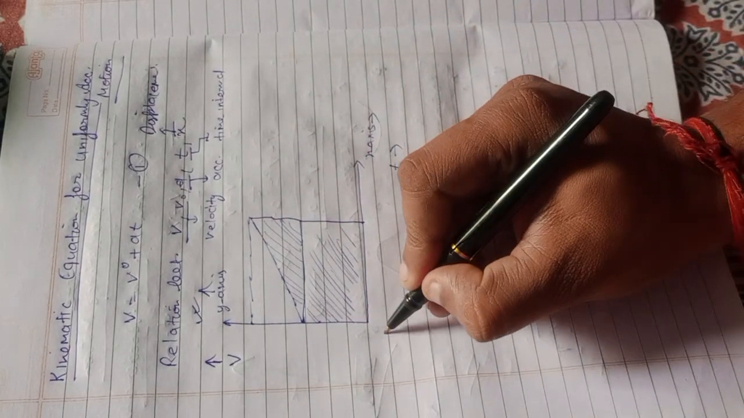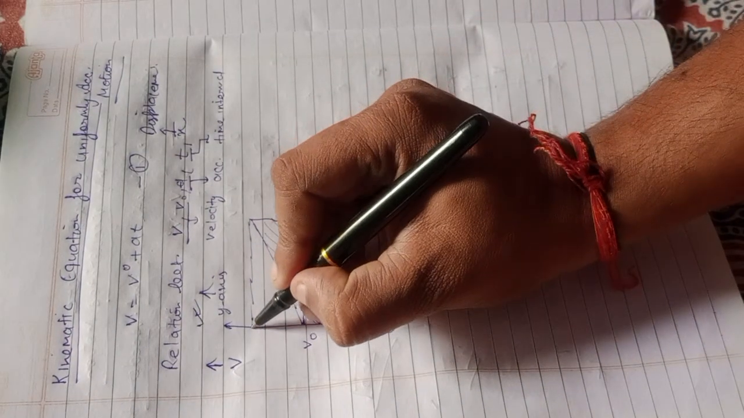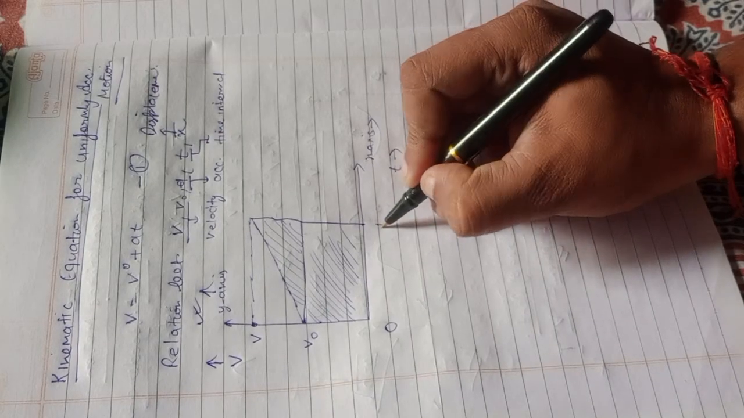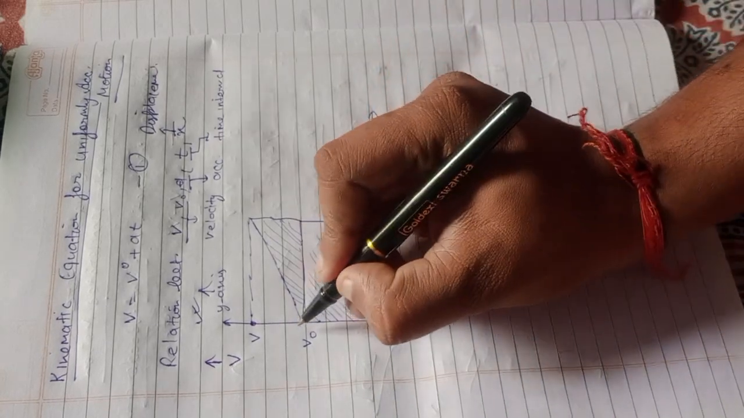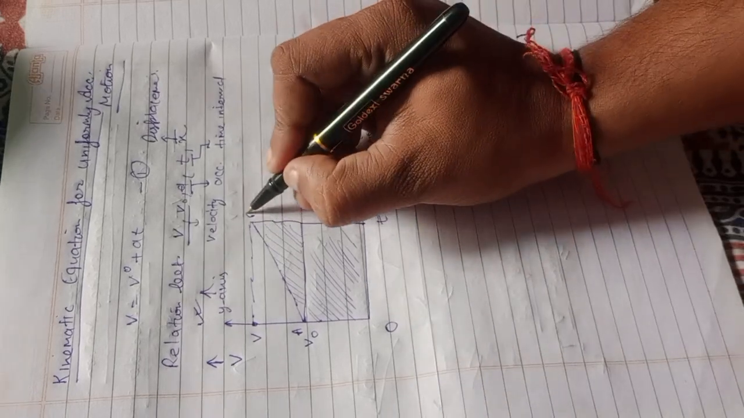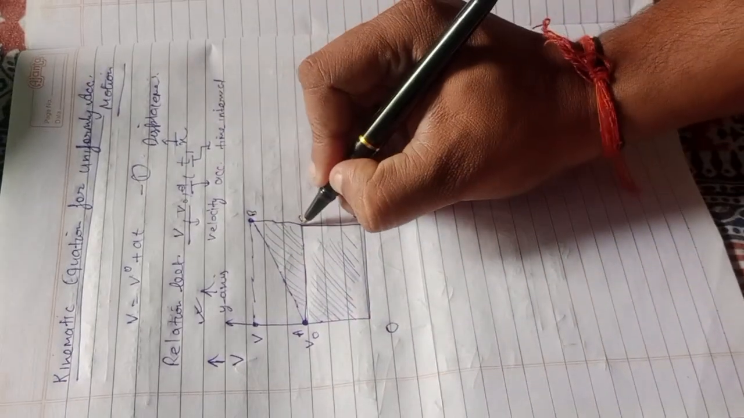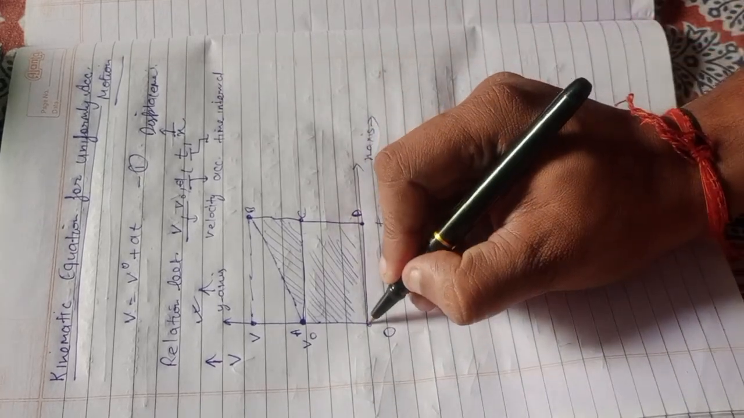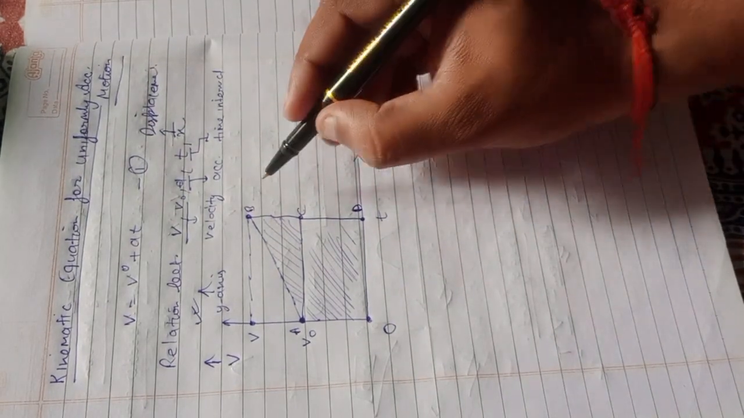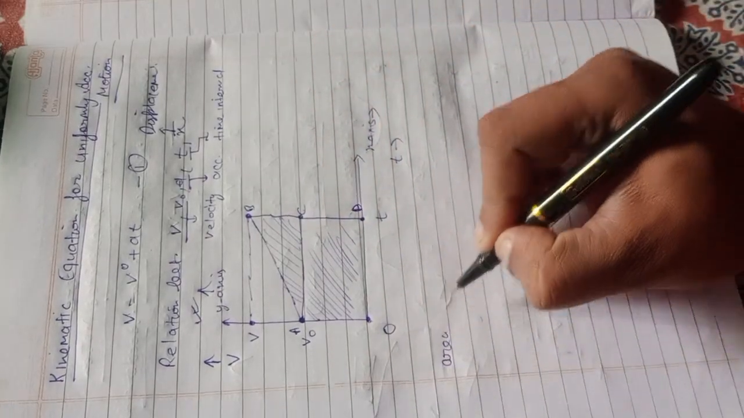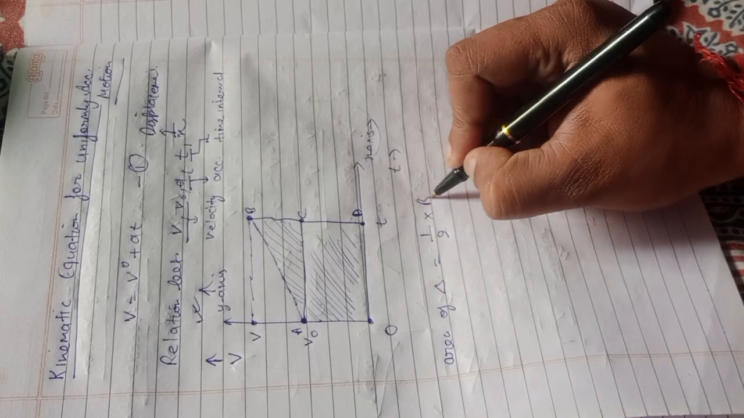All right, now this is the O point. This is, let's say, the initial velocity, you can say. This is the final one. Again, this is T. Let us name it as A, B, C, D. Okay, this is the A point, B point, C point, D point, and O point, right? Okay, so first of all, if you talk about the area of triangle, okay, area of triangle is what? Half into base into height.